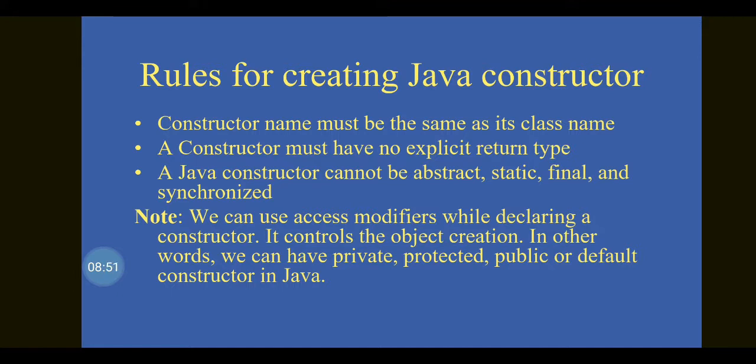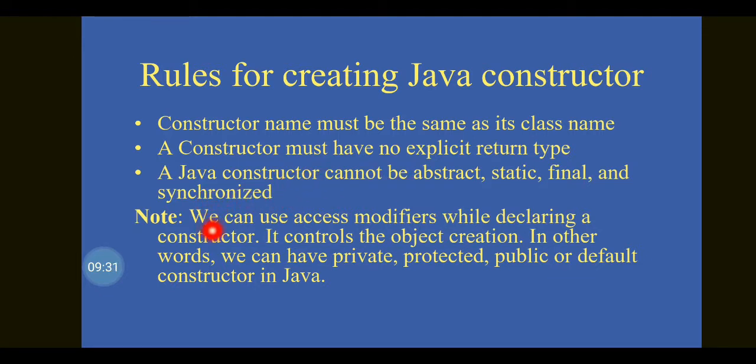So, the rules for creating a Java constructor. The constructor name must be the same as the class name; only then is it called a constructor. If you give some other name, it will not be called a constructor. A constructor must not have any explicit return type. We already know that as the constructor returns the instance of the class itself, it does not have any return type. A Java constructor cannot be abstract, static, final, or synchronized.